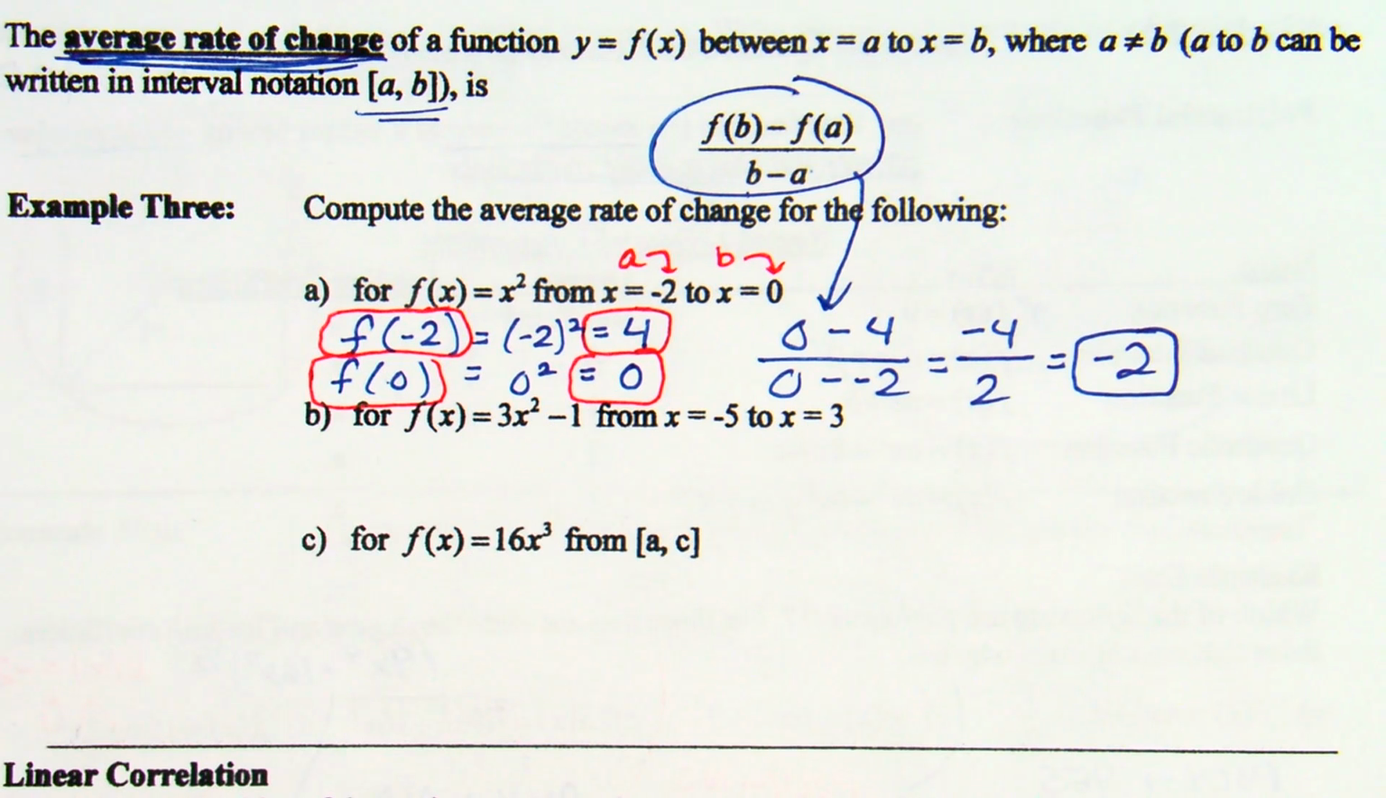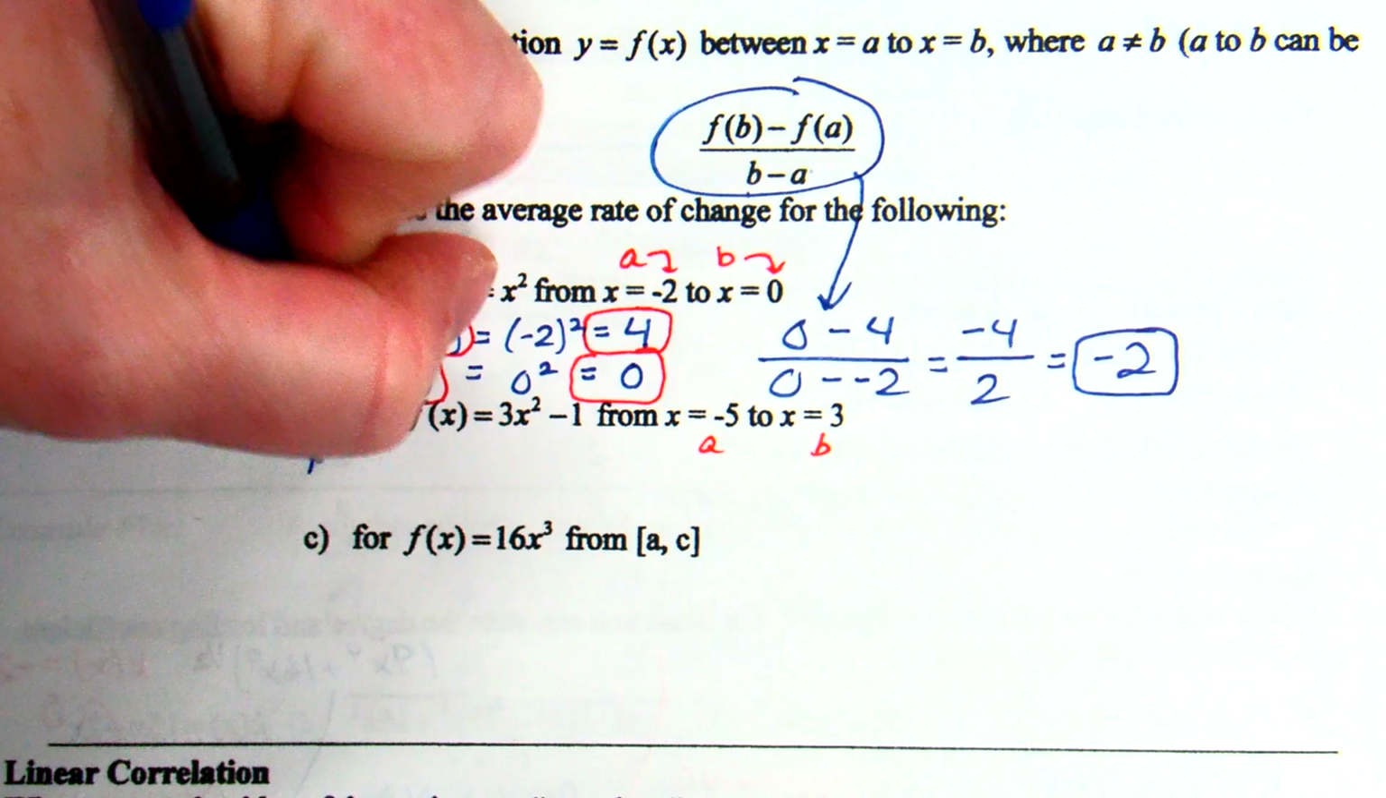I tend to make my smaller value a, my bigger value b, but in all honesty, it's not going to matter as long as you're consistent with what you use first and second. Okay? So what did you do with that a and b? You plugged them in. You have to find your f of a and f of b values. So we need to find f of negative 5 and f of 3.